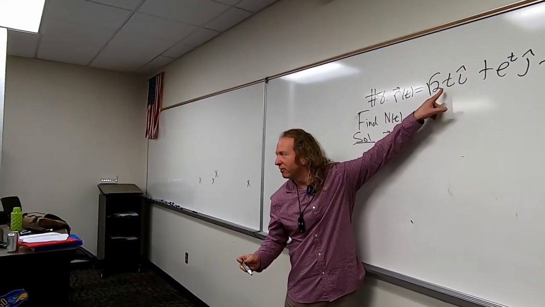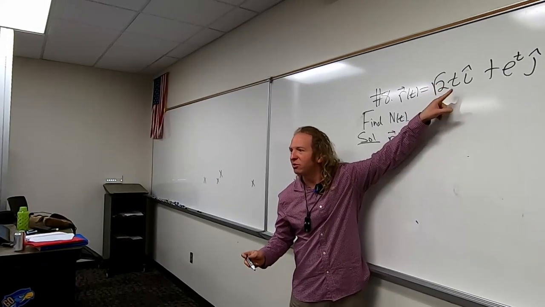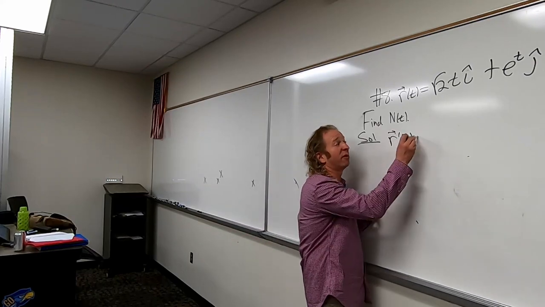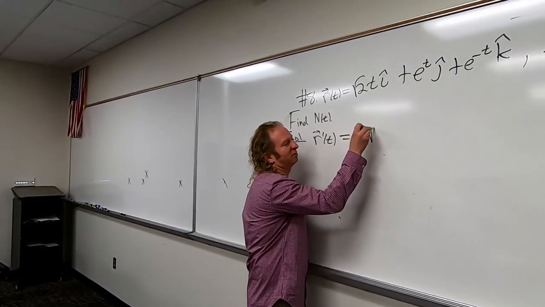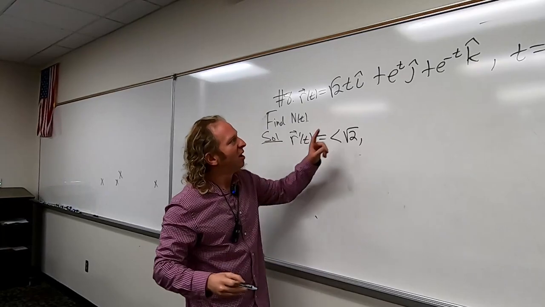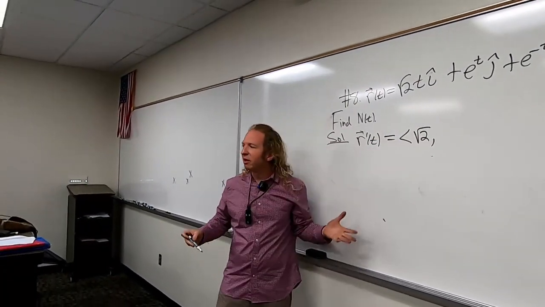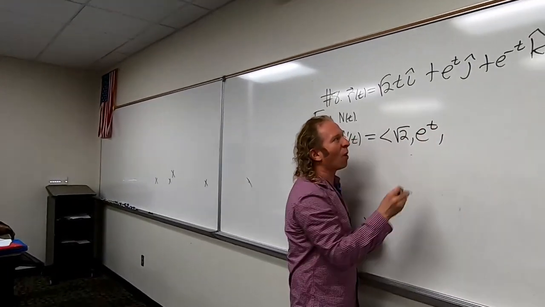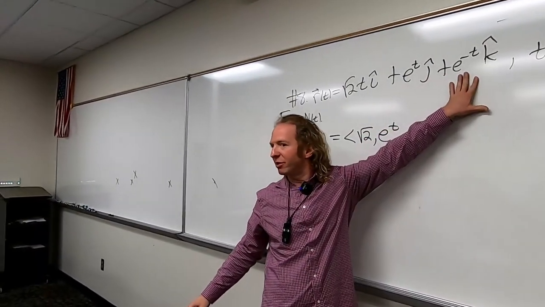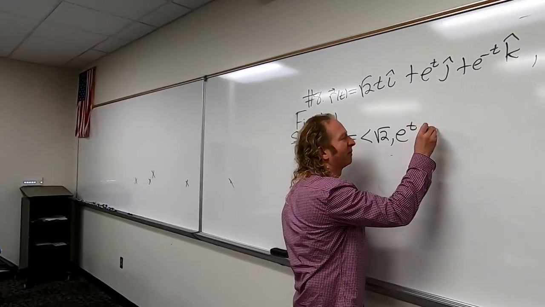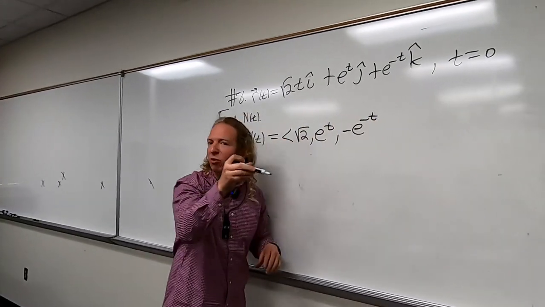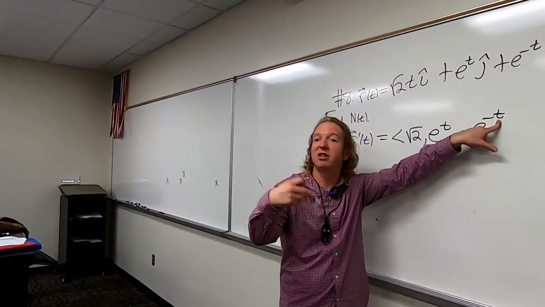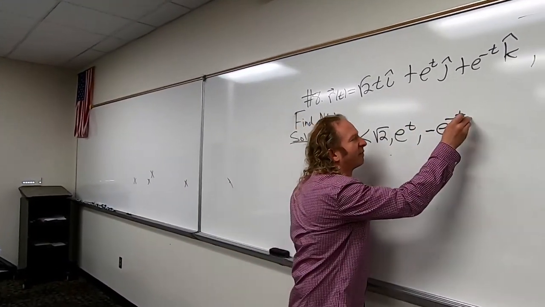Let's take the derivative of this. So the derivative of the square root of 2 times t would just be square root of 2. I'm going to put it in component form. What's the derivative of e to the t? E to the t, yeah, absolutely. That's beautiful, e to the t. And what number are we going to get out front when we take this derivative? Negative, yeah. Beautiful. It's because of the chain rule, right? It's e to the negative t times the derivative of the inside function, which is negative t. Its derivative is negative 1, so okay.